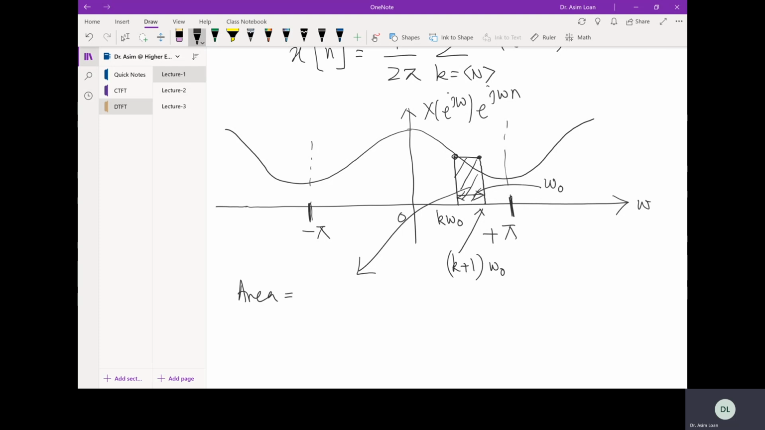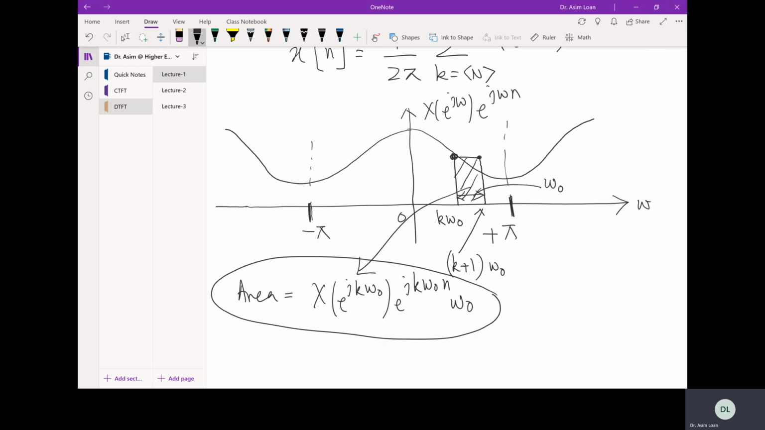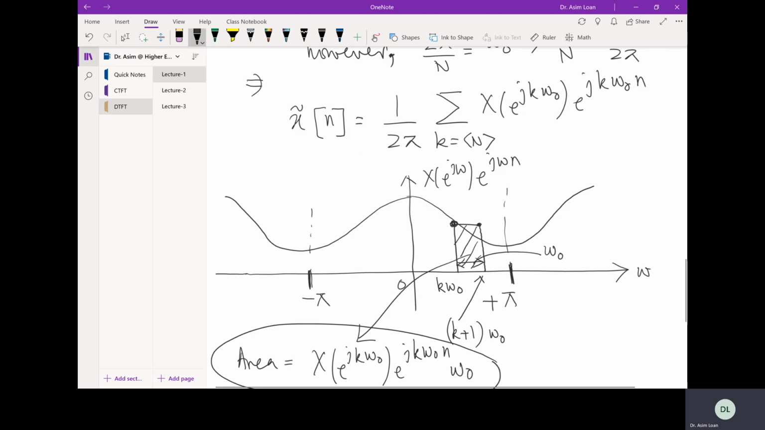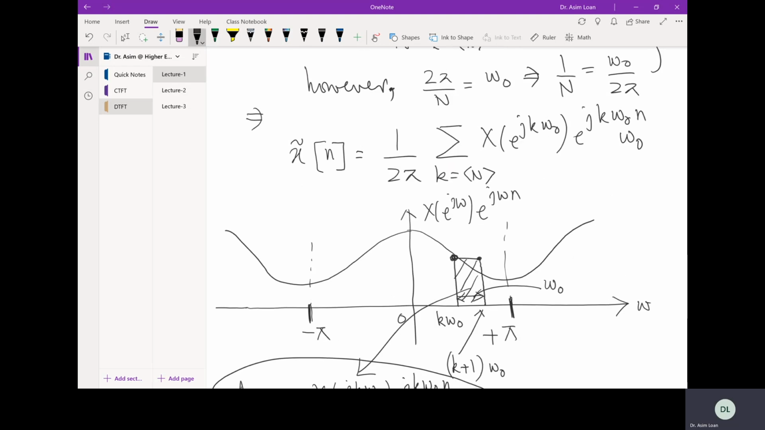This width is omega naught, and this height is X of e^(j k omega naught) times e^(j k omega naught n) into omega naught. This is the area of this one. Oh, sorry, there is an omega naught over here too. So this is simply the area. Again, we are summing the area under this curve.